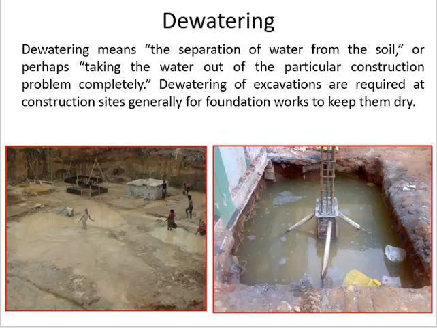Next topic is dewatering. Dewatering is nothing but removing the water from the construction site to keep it dry. Dewatering is essential to construct the foundations and other underground utilities where the water table is at shallow depth. Sometimes the trenches may be filled with rainwater in the rainy season, which needs to be removed to continue with the construction work.